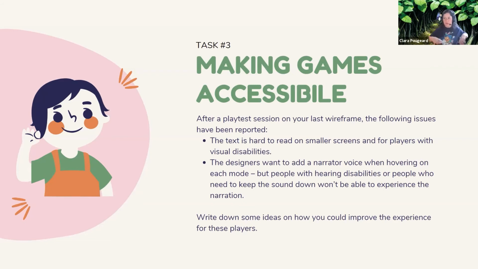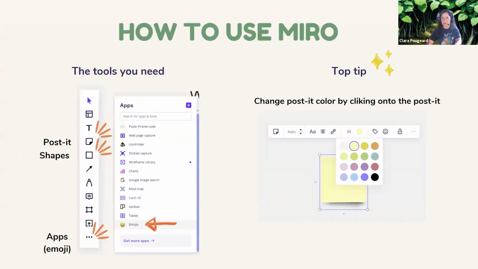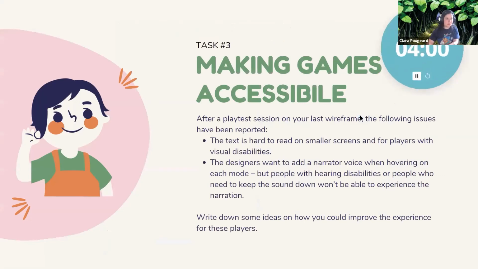So in the Miro board, you're going to see the fourth board that says making game accessible. And I want you to write some ideas about how we could improve the experience for these players. I'm going to give you a couple of minutes for this, probably maybe four. You can use Post-its and write down some ideas you have.